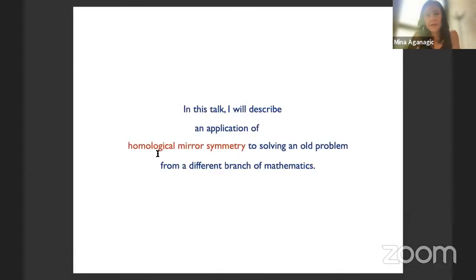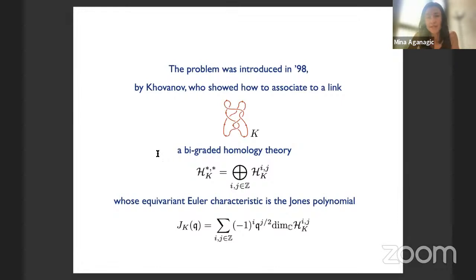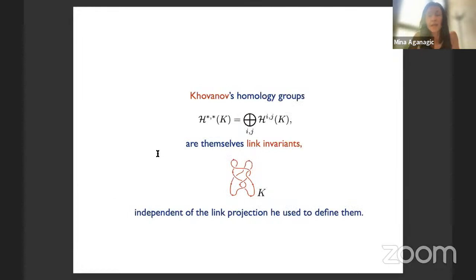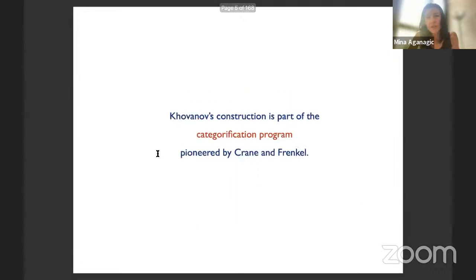So in this talk, I'll describe an application of homological mirror symmetry to solving an old problem from a different branch of mathematics. The problem was introduced in '98 by Khovanov, who showed how to associate to a link a bigraded homology theory whose equivariant Euler characteristic is the Jones polynomial. Khovanov's homology groups are themselves link invariants. They're independent of the link projection he used to define them. Khovanov's construction is part of the categorification program by Crane and Frenkel.